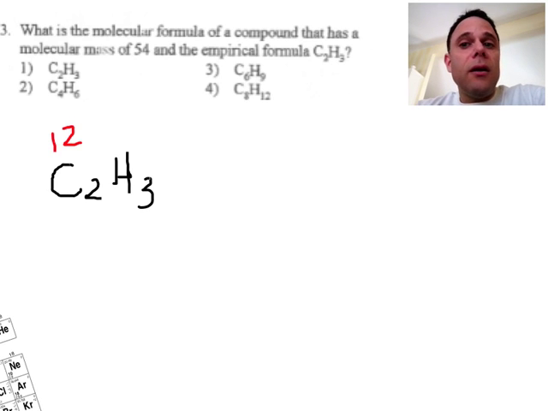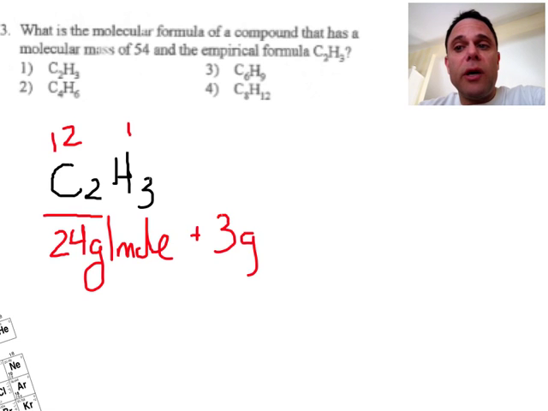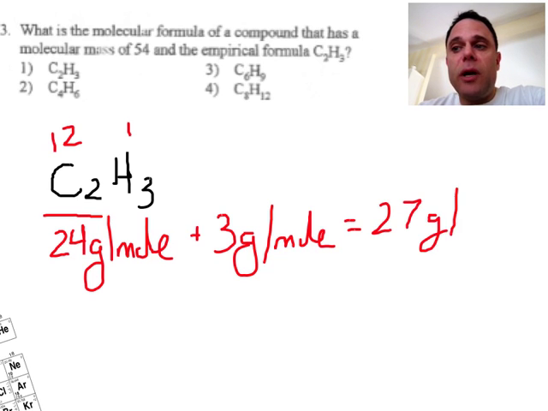So the mass of carbon is 12 grams per mole, and we have 2 of them. So our mass from carbon is 24 grams per mole. Now hydrogen, on the other hand, the mass is 1, which means our total mass just from hydrogens is 3 grams per mole, giving us a grand total of 27 grams per every mole.